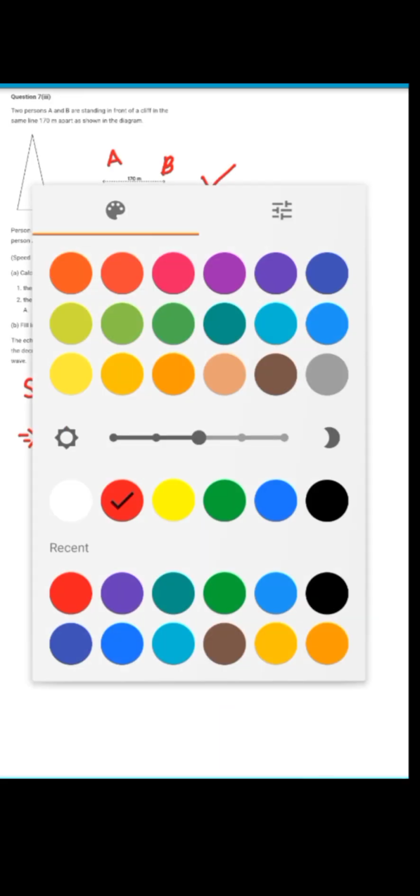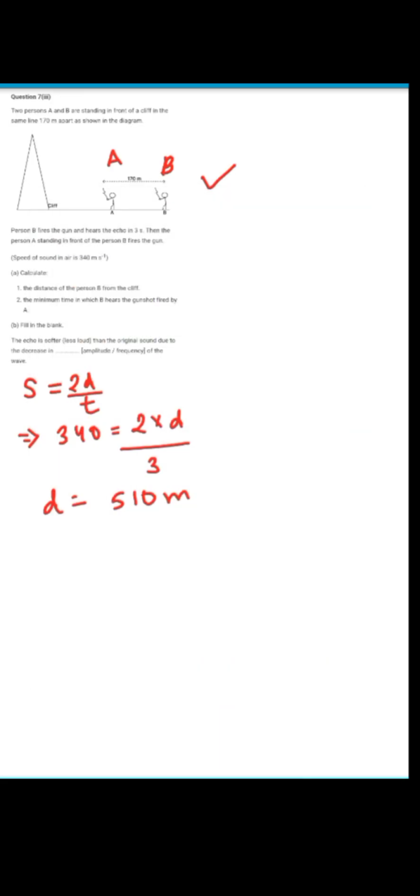Okay, so look at this very carefully. B has to hear the gunshot which is fired by A. Now, A is firing the gunshot like this. The sound is going there, then again the sound is coming back, and B has to hear the sound. So how much distance are we going to take? We are just going to take the distance 170 meters. And no, this is not the case of an echo, because we have to just cover the distance 170 meters.